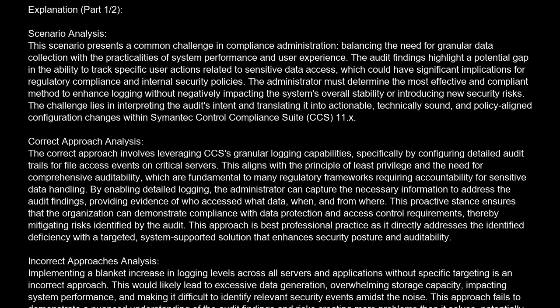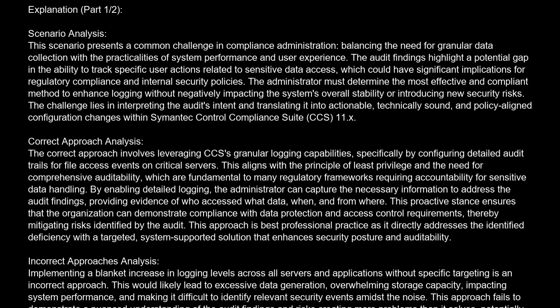The challenge lies in interpreting the audit's intent and translating it into actionable, technically sound, and policy-aligned configuration changes within Symantec Control Compliance Suite, CCS 11X. Correct approach analysis. The correct approach involves leveraging CCS's granular logging capabilities, specifically by configuring detailed audit trails for file access events on critical servers.